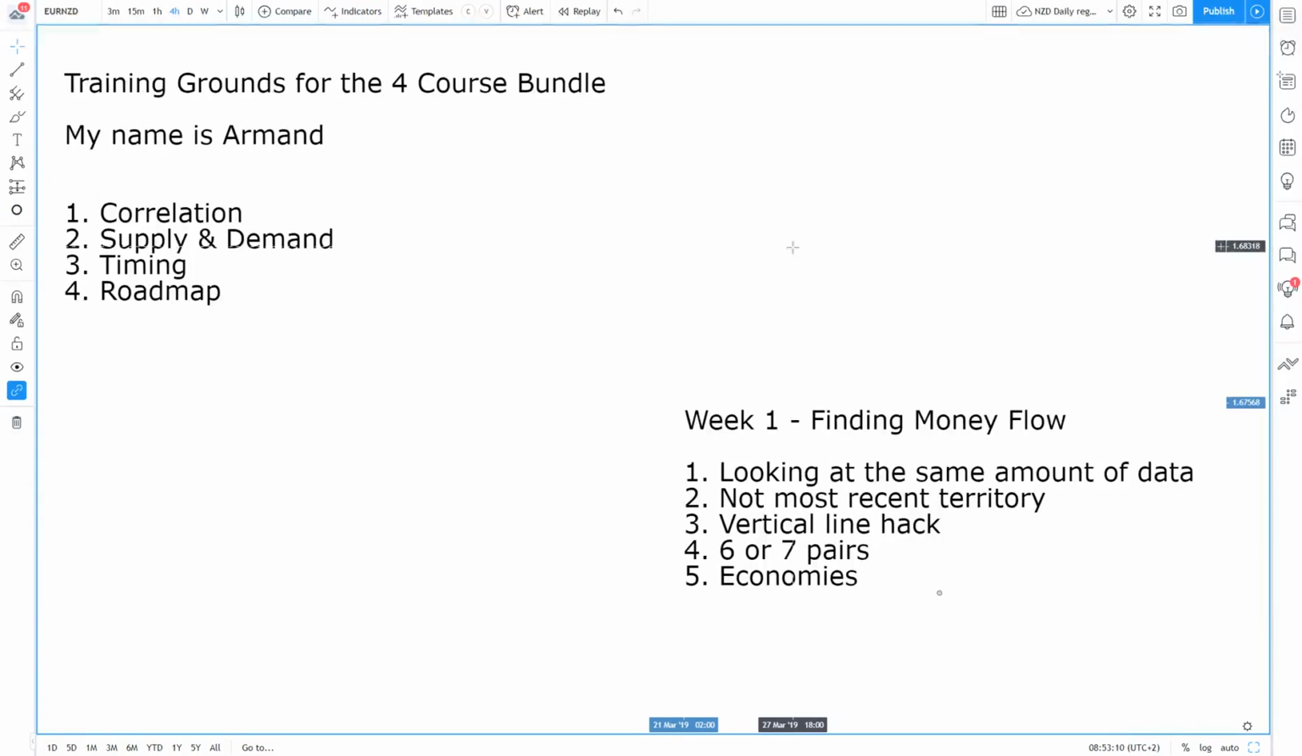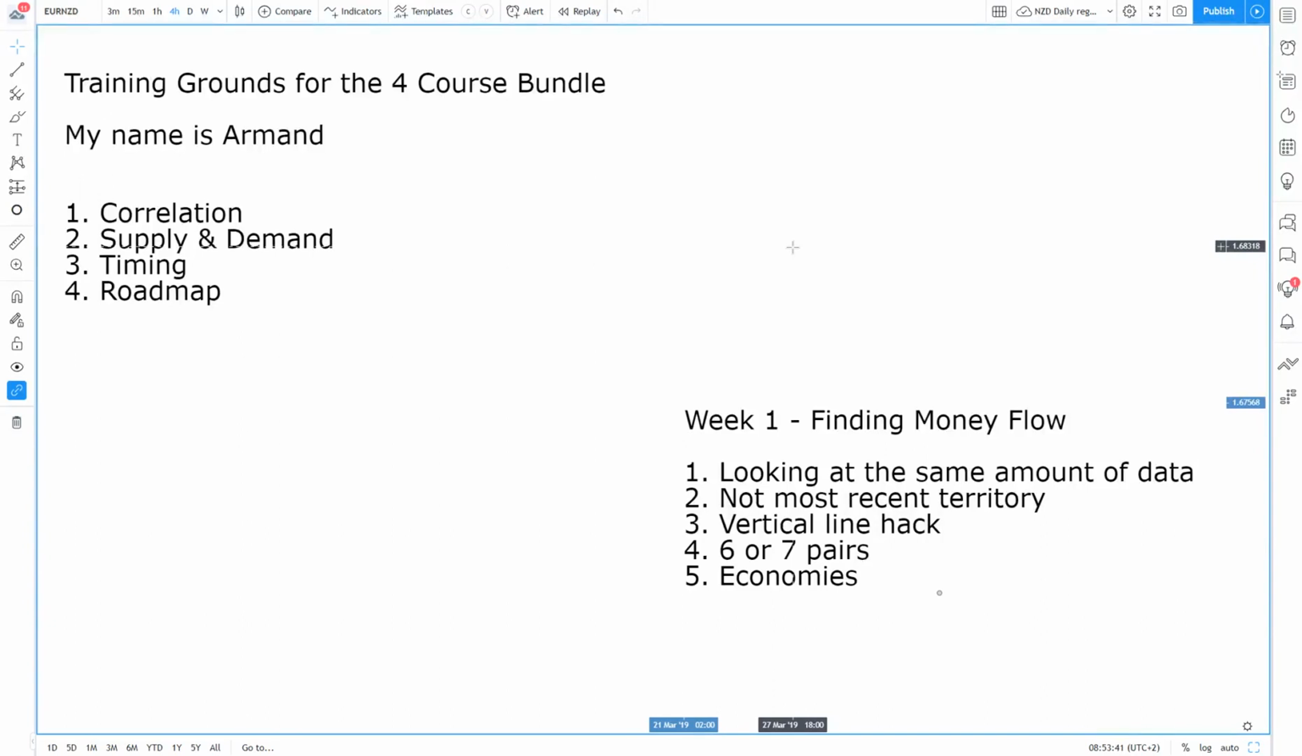territories and finding money flow, so buyers and sellers, and finding money flow is not the same thing. There's a difference there. When we are talking about buyers and sellers, we're always talking about the most recent territory, right? Whether it's on your trading time frame or on your big boy time frame, we're always looking at the most recent or recent few territories. In finding money flow, we're always looking at more data than just the most recent territory. So those two things cannot be compared. I know we got a few questions about that.